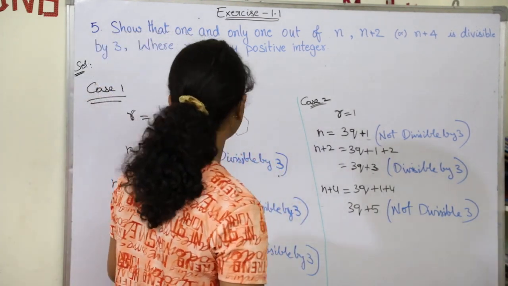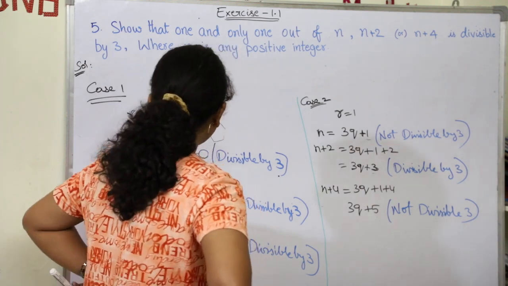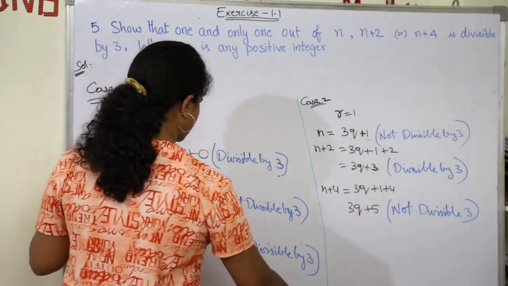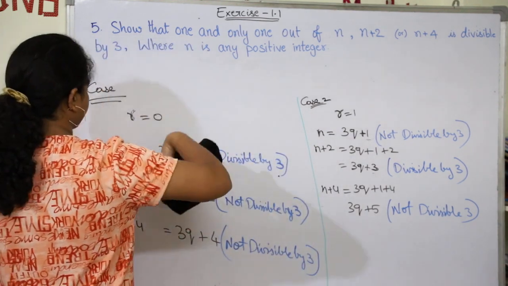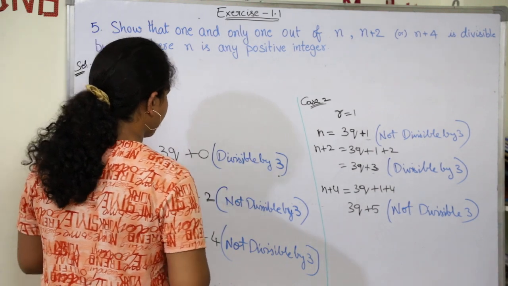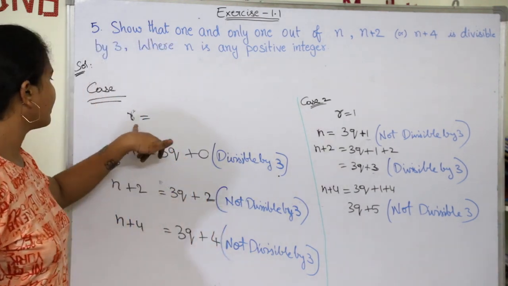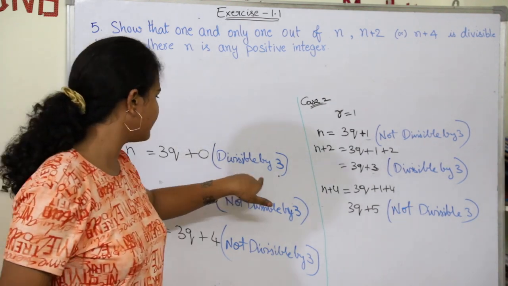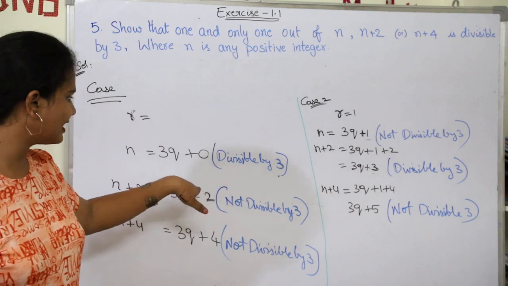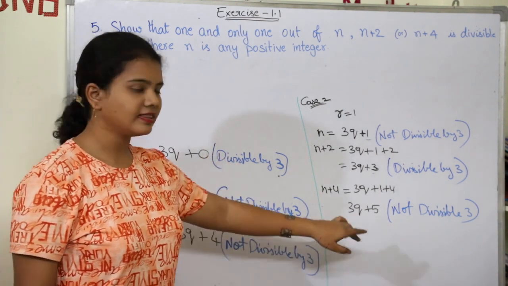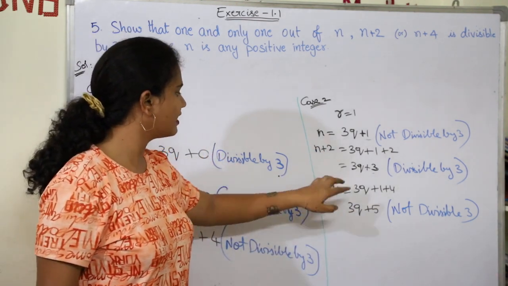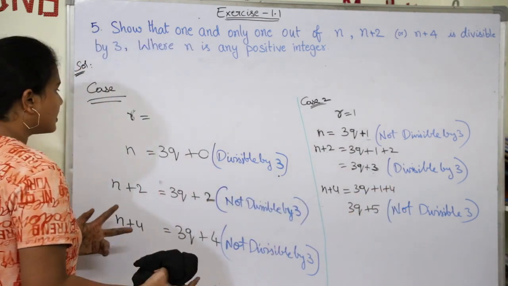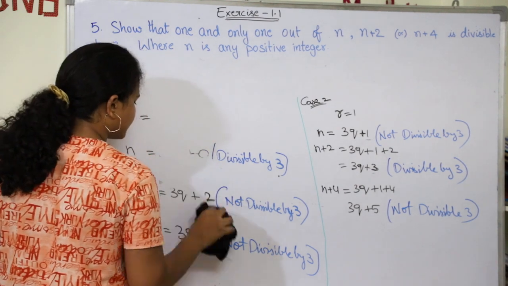Let's go for the third case. Case 3. Here you can see that if r equals 0, n is divisible by 3, where 3q + 0, and 3q is divisible by 3. In the second case, n + 2 is divisible by 3. Now let's go for the third case.